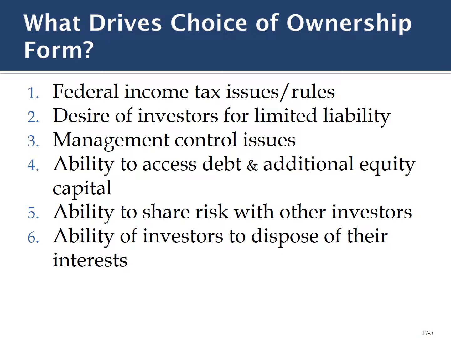Other drivers in the choice are management control issues, ability to access debt and equity, ability to share risk with other investors, and the ability of investors to dispose of their interest. Keep in mind that each type of ownership form has its own specific issues relating to one of these six drivers of ownership choice. We'll now look at each of these types of ownership choices, their pros and cons, individually.